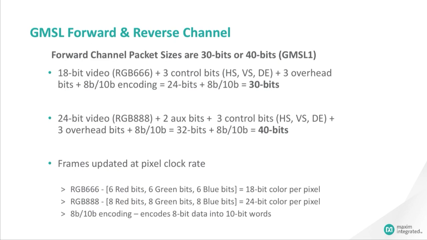One color format, RGB666, contains 18 bits of color information per pixel. When combined with bits used for frame alignment, auxiliary data, and encoding, the video data ends up in 30-bit packets. For greater color depth, RGB888 is used, which is another common format. RGB888 is 24 bits of video data per pixel. When combined with the control/auxiliary data bits and encoded, this video data ends up in 40-bit packets.